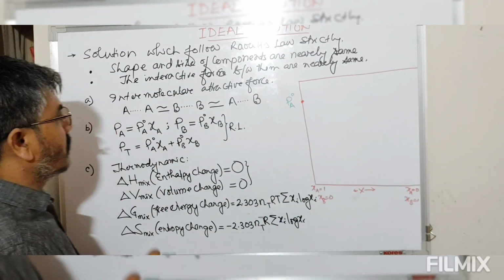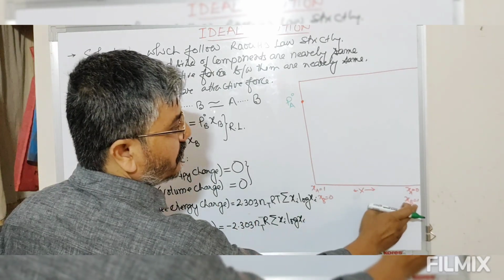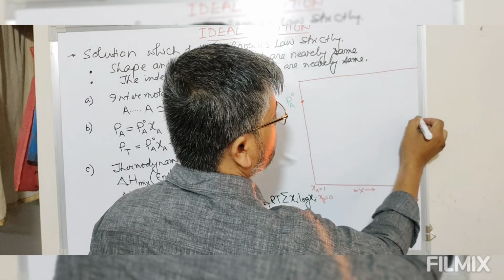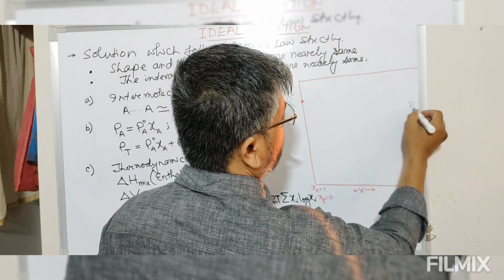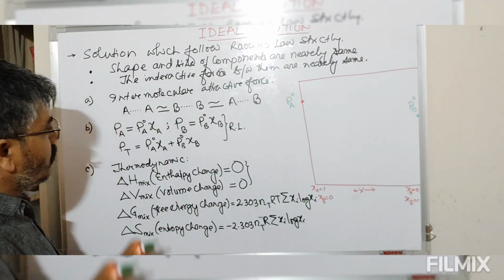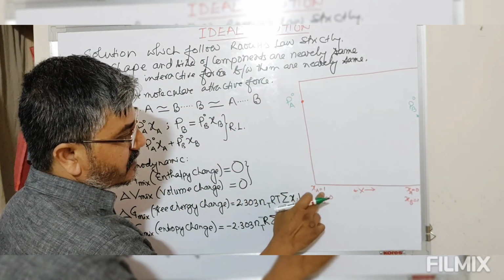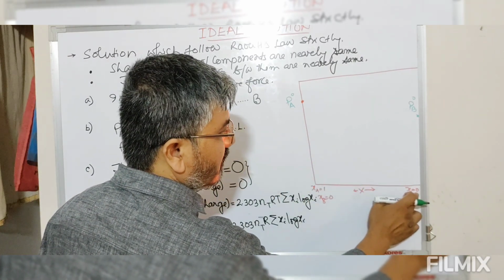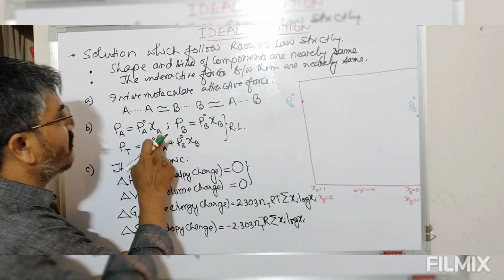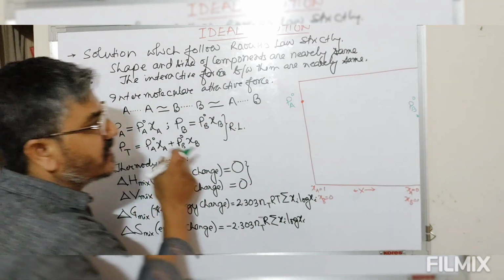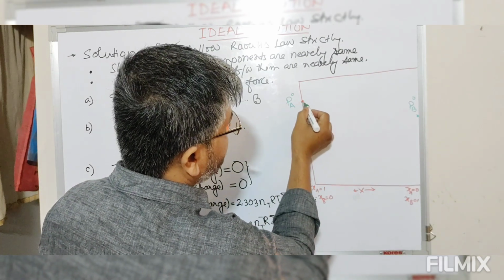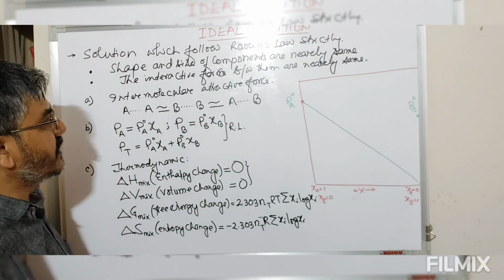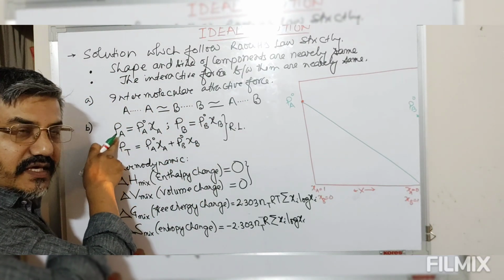P A naught. Now when the mole fraction of B is 1, PB is equal to PB naught. Let's suppose this is PB naught. Now look at this point: mole fraction of A is 1, so we have PA naught. At this point mole fraction of A is 0. If mole fraction of A is 0, PA is again 0. So this decreases from this point to this point. That is the variation of vapor pressure of A in the solution.